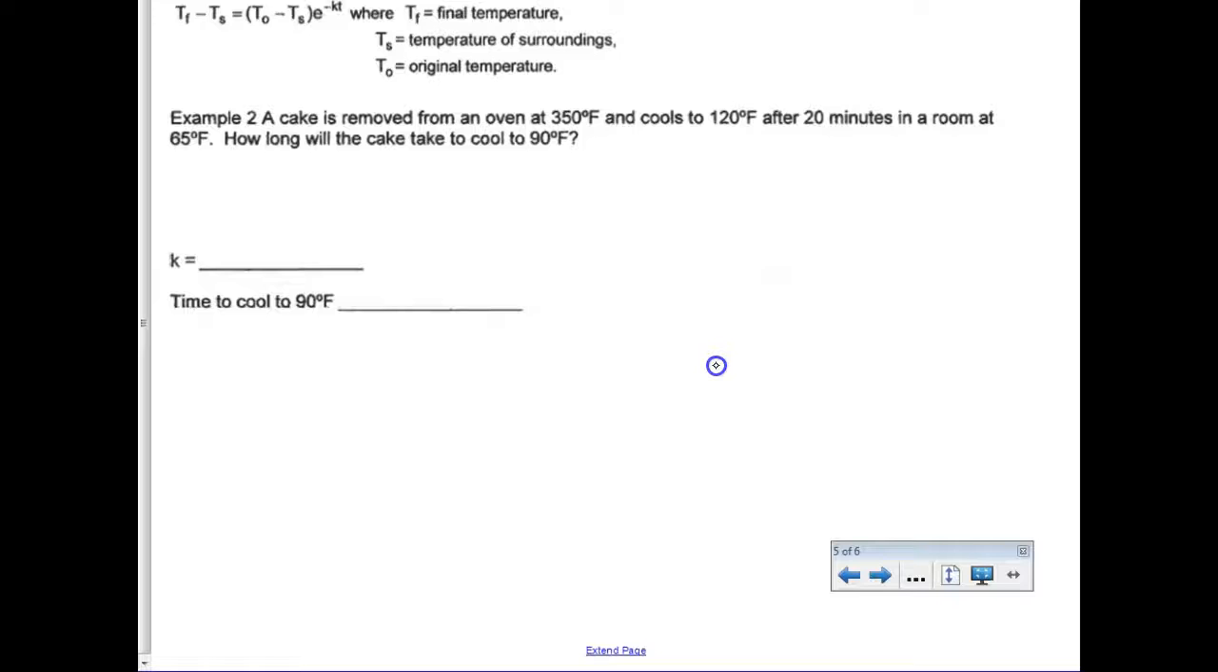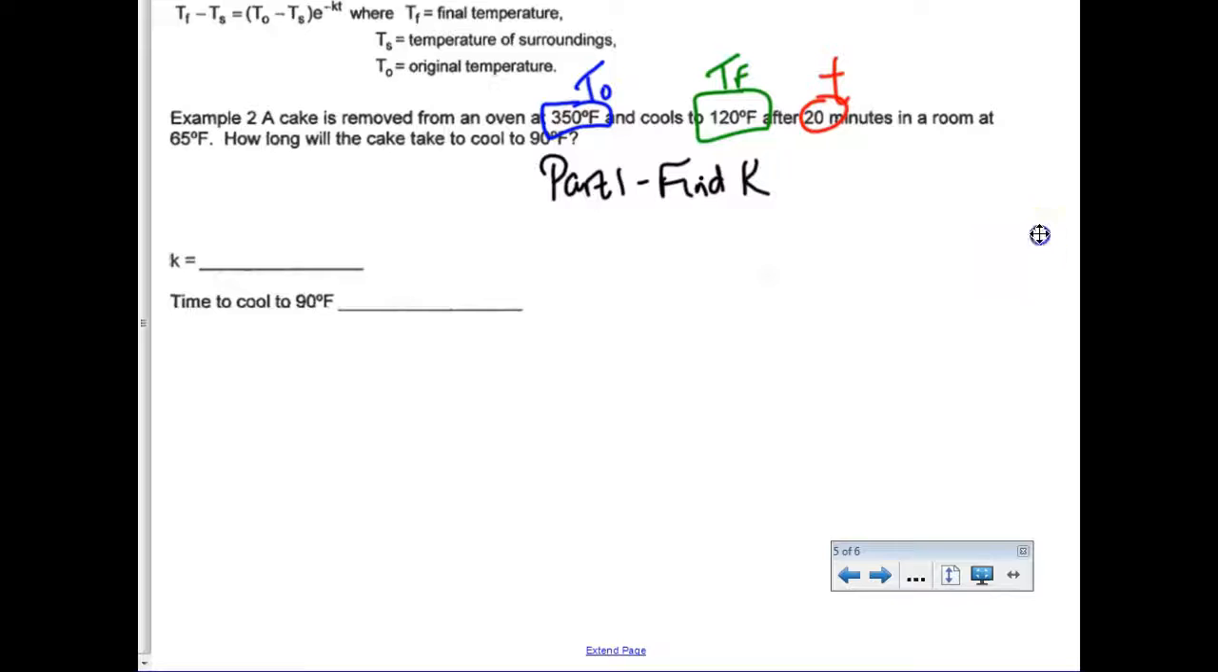All right, part one, let's calculate. Part one is just to find k. This is your initial temperature. It comes straight out of the oven at 350. The final temperature for the first part of our calculations is 120. 20 minutes is t. And the surrounding medium is 65 degrees.